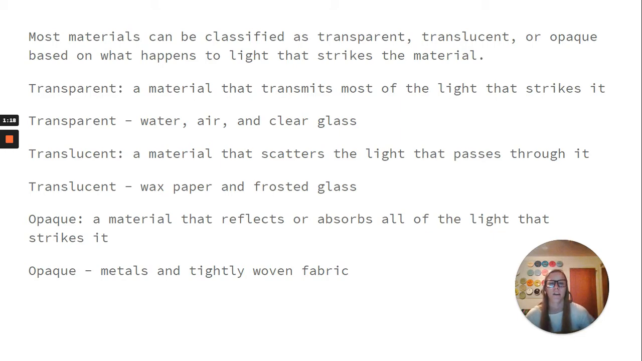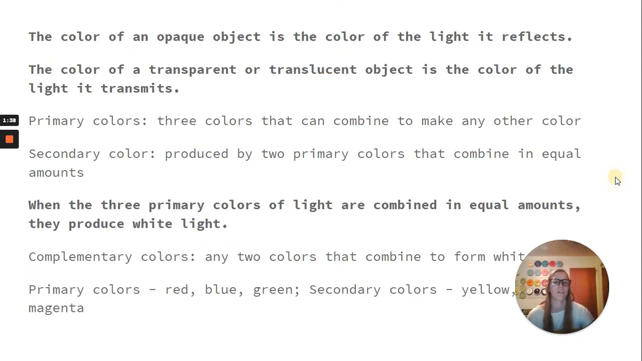Translucent is a material that scatters the light that passes through it. So translucent things can be wax paper and frosted glass. Opaque is a material that reflects or absorbs all of the light that strikes it. So some opaque materials are metals and tightly woven fabric.